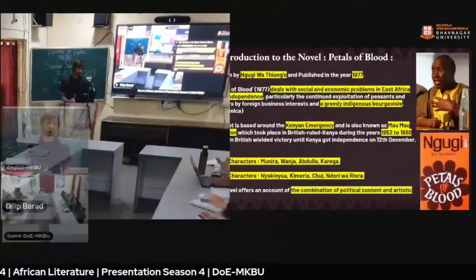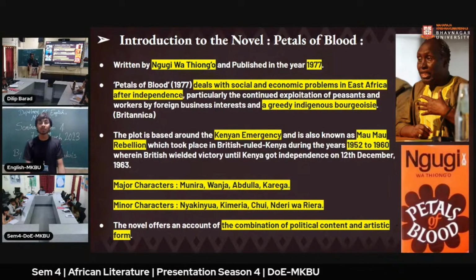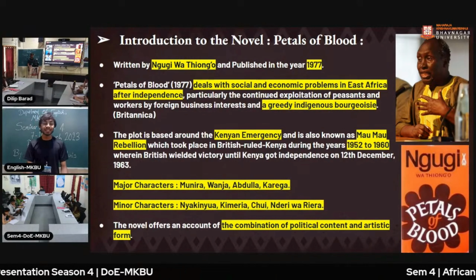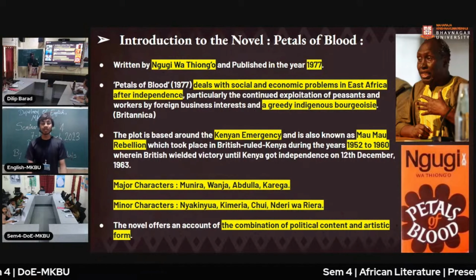Written by Thiong'o, it was first published in 1977. So it deals with the social and economic problems in East Africa, where Kenya is located in the African continent. So after independence, a greedy indigenous bourgeoisie. How after the British left in 1963, when Kenya got independence, the bourgeoisie were taking control, it was mentioned there. And the plot is based around the Kenyan emergency.